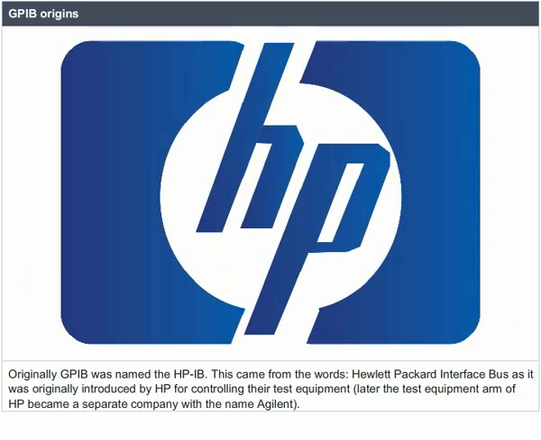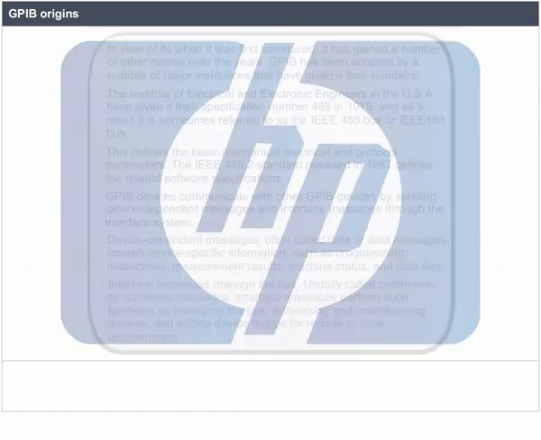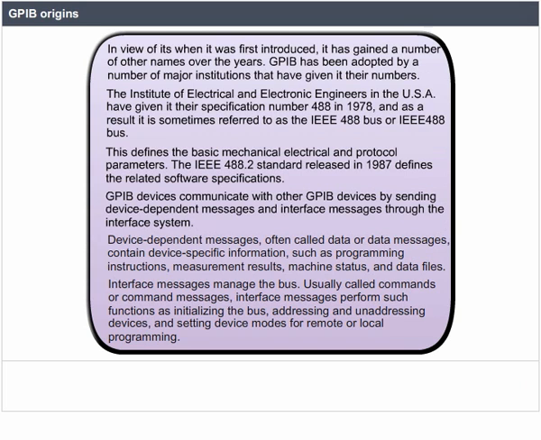GPIB origins. Originally, GPIB was named HPIB. This is an abbreviated form of Hewlett-Packard Interface Bus, as it was originally introduced by HP for controlling their test equipment. Later, the test equipment arm of HP became a separate company with the name Agilent. In view of when it was first introduced, it has gained a number of other names over the years.